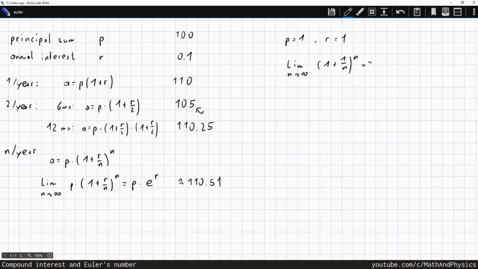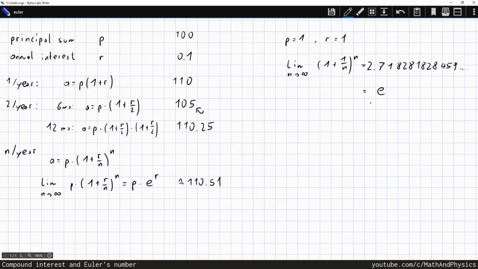And this is 2.718281828459... This number goes on forever because it's nothing but e, Euler's number.